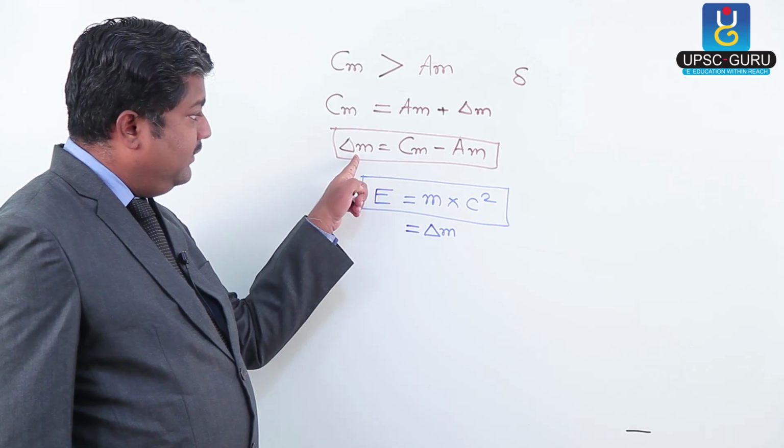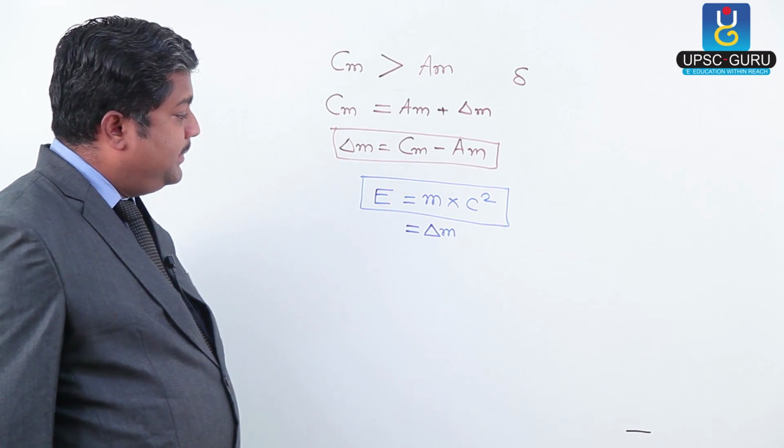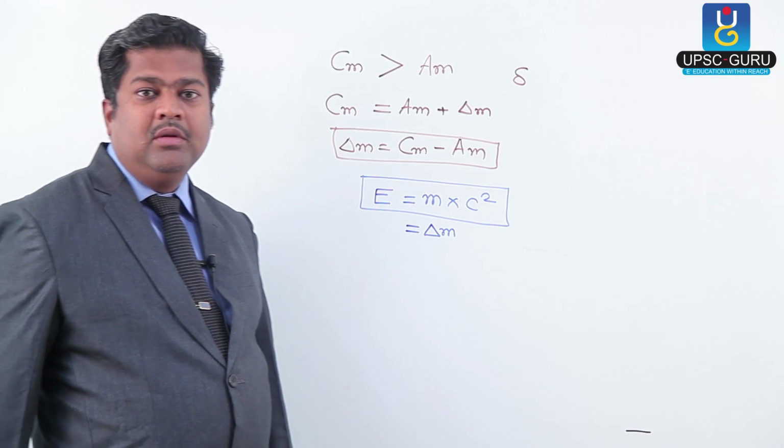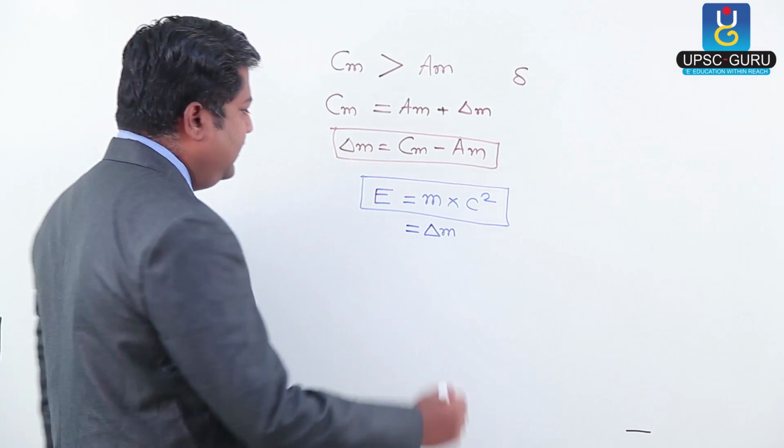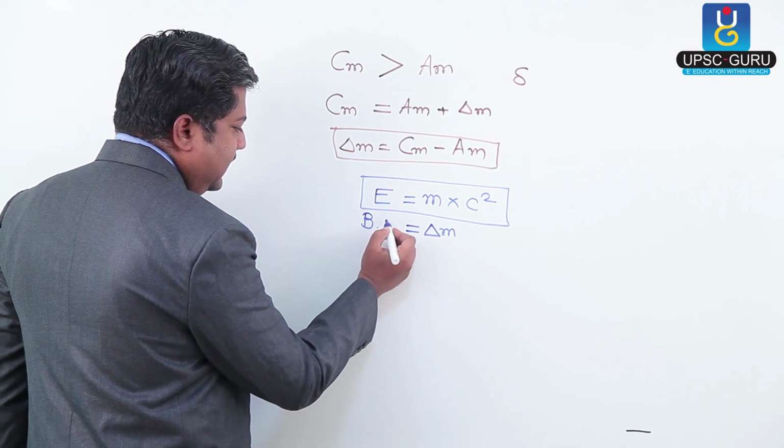This mass, where it is lost, must be converted into energy. But for what purpose is that energy used? Energy is used to bind all nucleons together, and therefore they term this as binding energy.